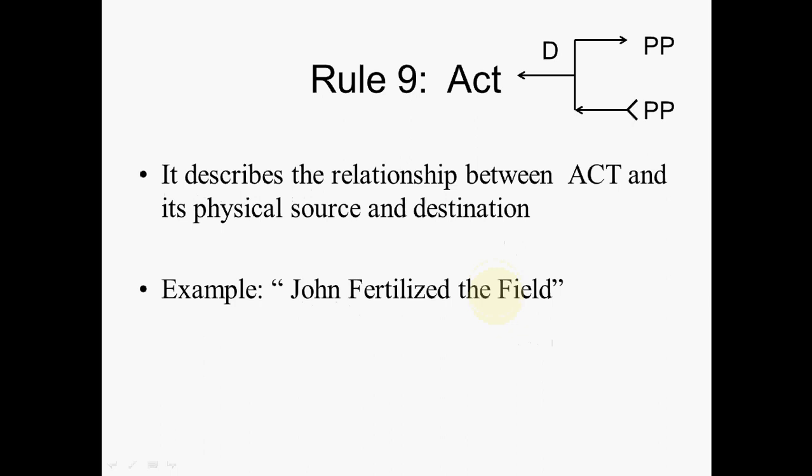Rule number 9. Now this rule describes the relationship between the act and the physical source and the destination of the object. Okay, so two PPs, this is the source and this is the destination. So the relationship which is used here is the destination relation, and this is the act. For example, John fertilized the field.